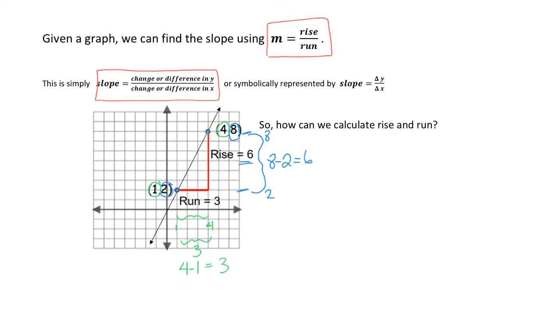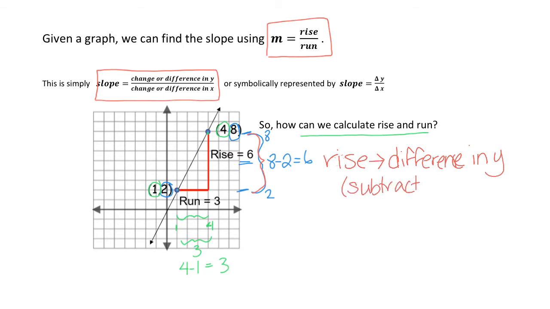So ultimately, how can we calculate rise and run without looking at the graph? What we ultimately are doing is taking a look at the difference between y values with subtraction. When I have my rise, I know that is just the difference in y values. And so what am I going to do? I'm going to subtract my y values. Okay.